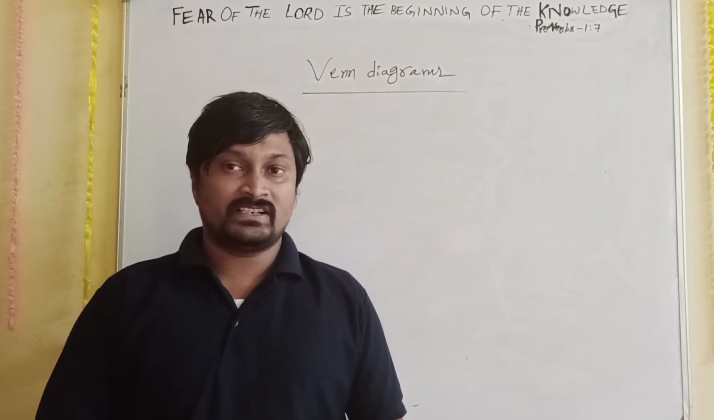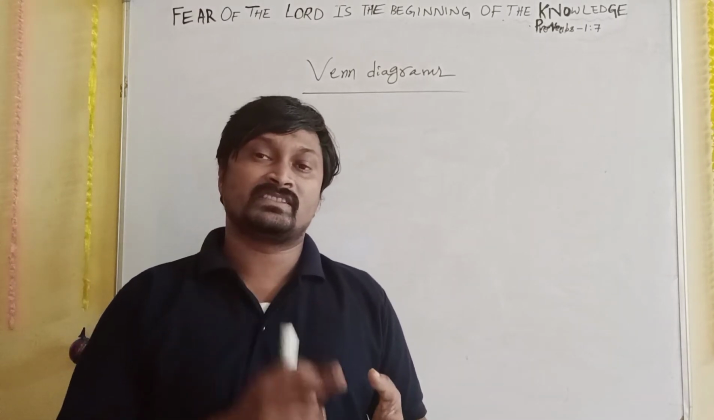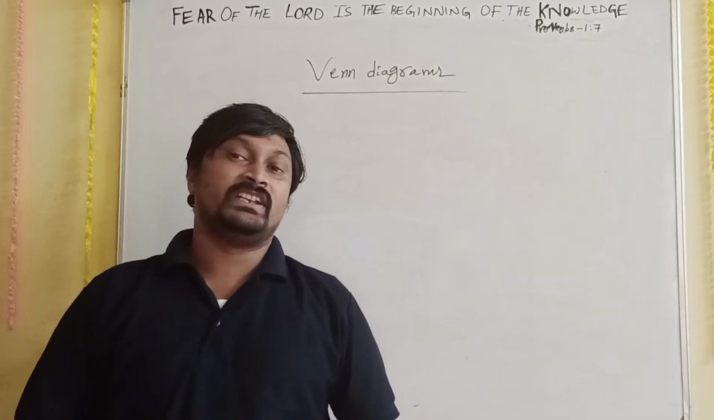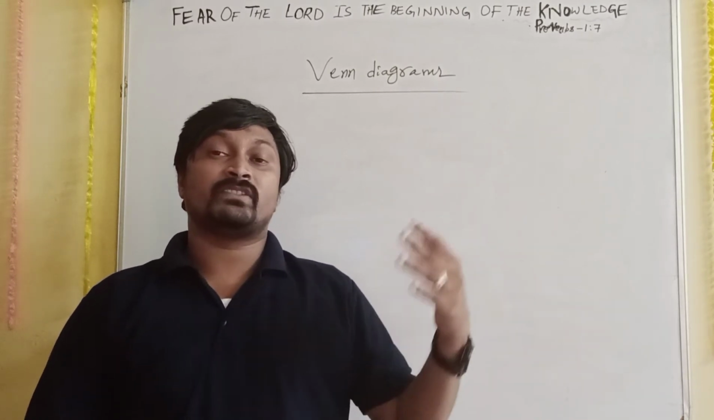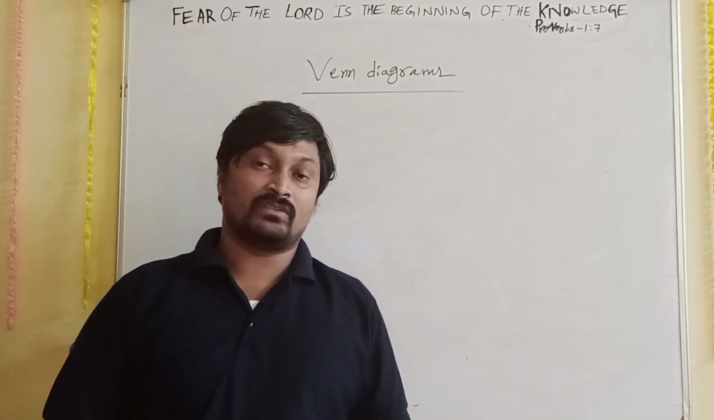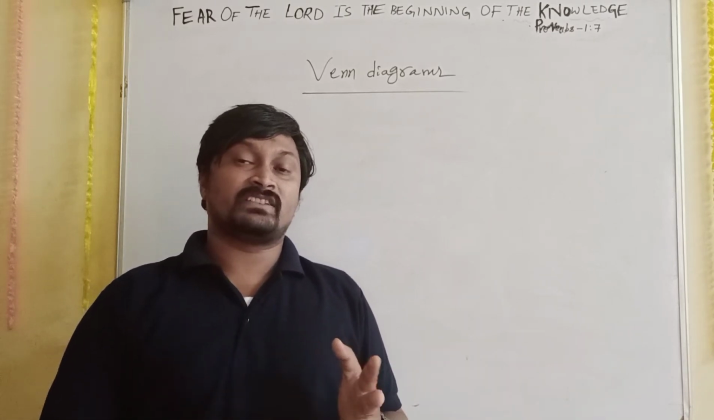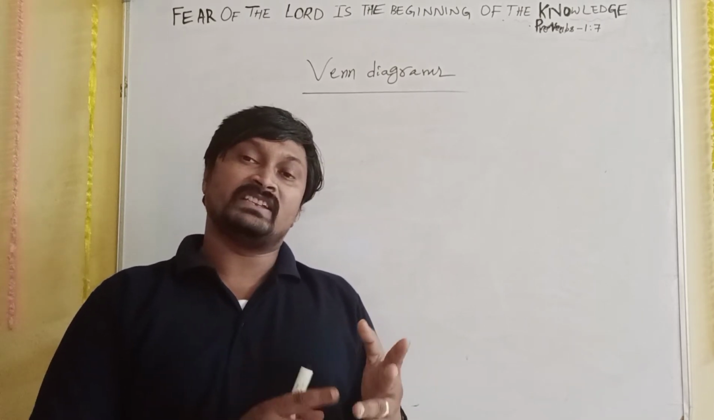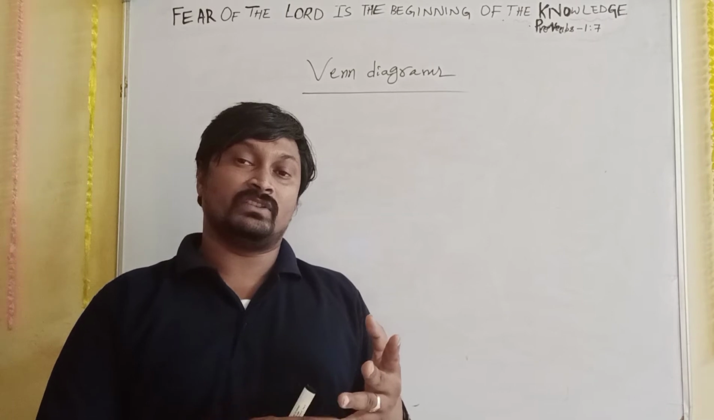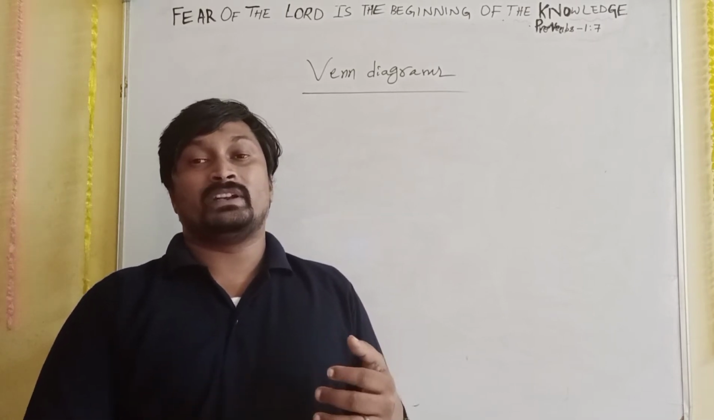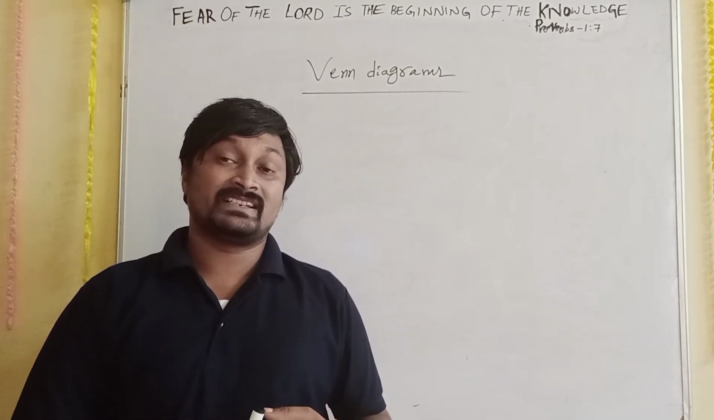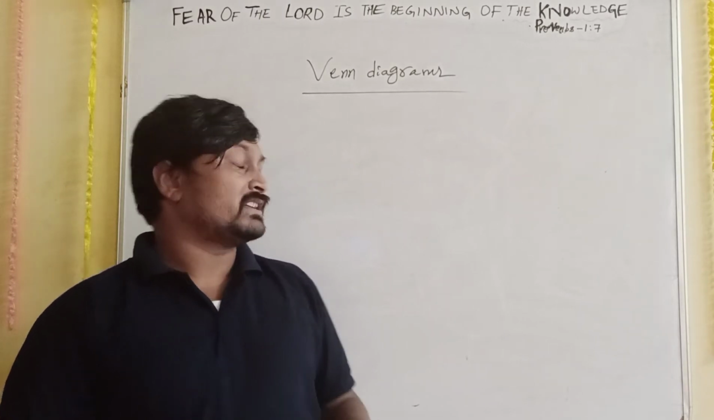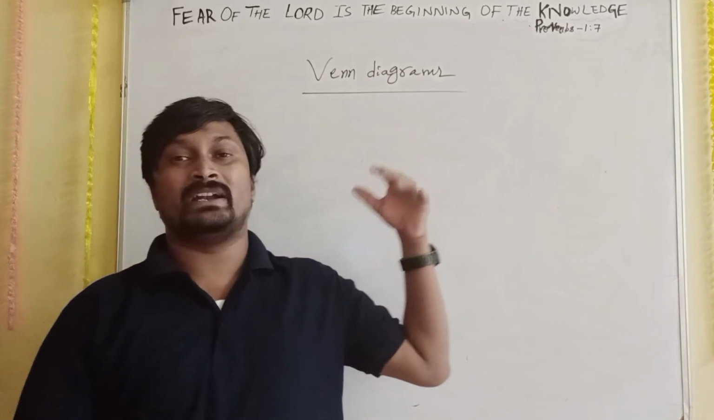We also discussed what an open interval is, what a closed interval is, and the different types of sets. Then we discussed different types of operations: union, intersection, and subtraction, along with their properties and examples in the last class. So today we are going to discuss how to represent sets in a diagrammatic form.